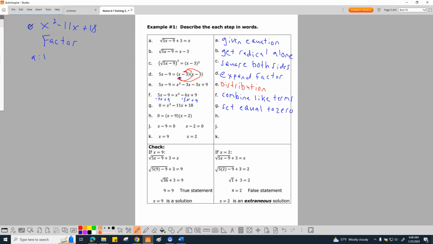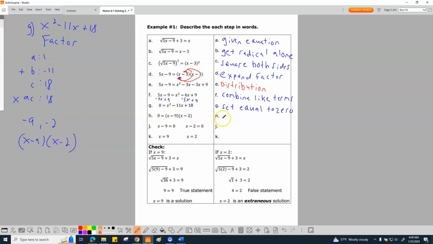This is a longer video than I wanted. Step G. Factor this out. A is 1. A is the number in front. B is negative 11. C is 18. And A times C is 1 times 18, which is 18. So what multiplies to AC but adds up to B? In the interest of time, I'm going to just tell us. It's negative 9 and negative 2. Negative 9 times negative 2 is in fact positive 18. Negative 9 plus negative 2 is in fact negative 11. So we found x minus 9 and x minus 2.